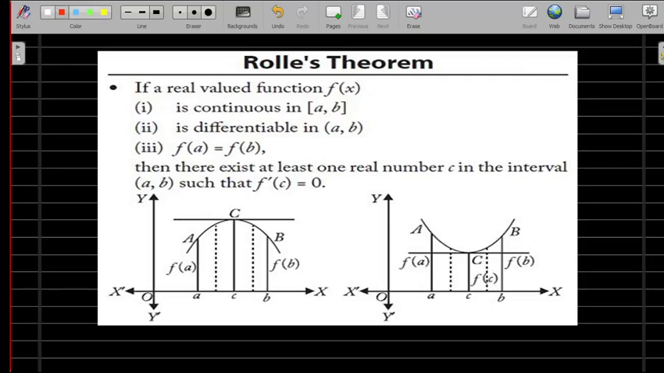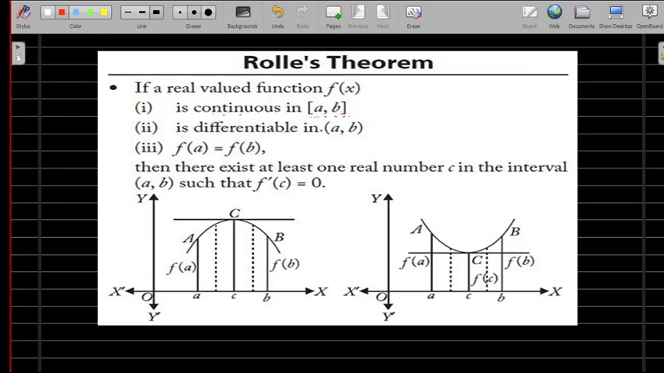Today we are discussing Rolle's theorem. Rolle's theorem states that if a real valued function f of x is continuous on the closed interval [a, b], remember this is the closed interval [a, b], it means it is continuous at the end points also. This is the left end, this is the right end, and at those points it is also continuous, not breaking.